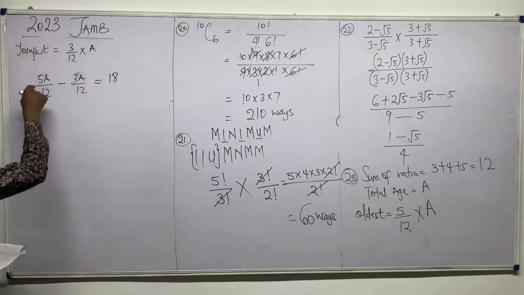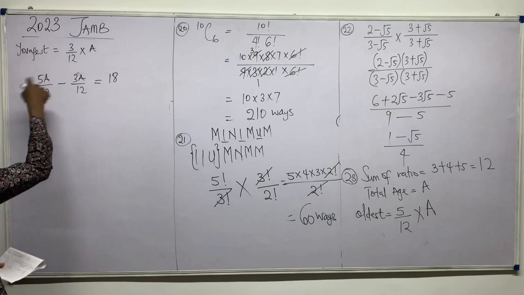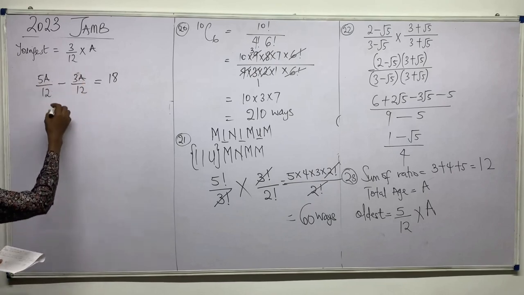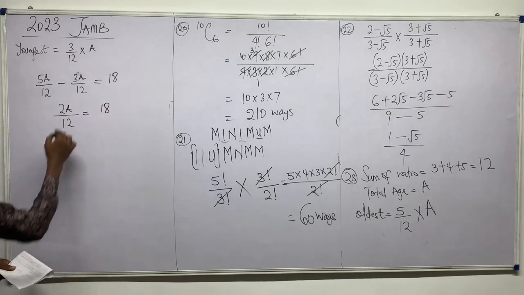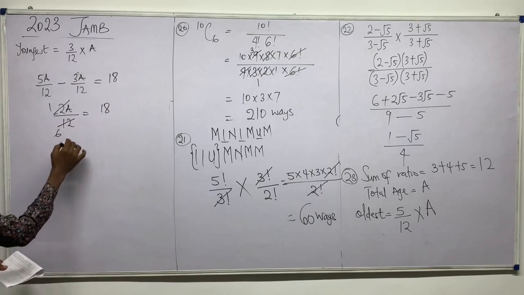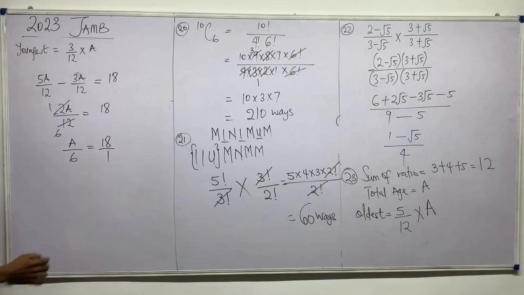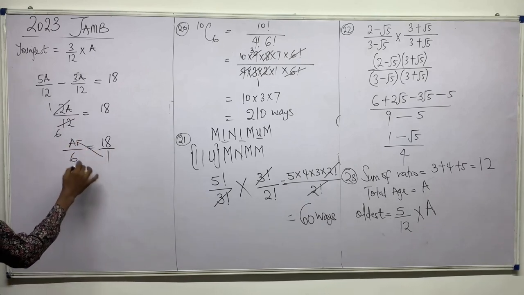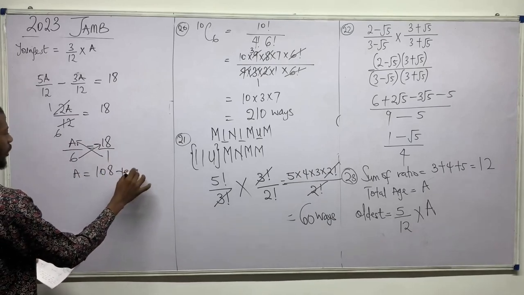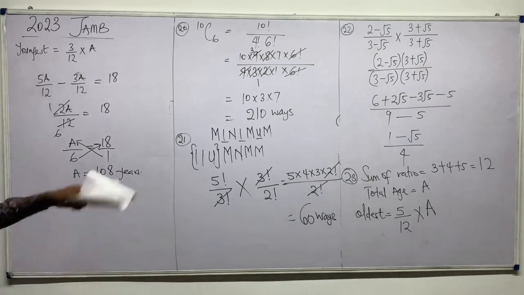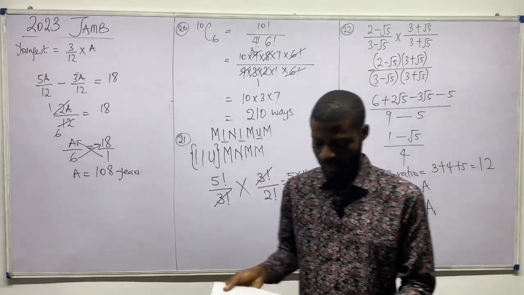Now look at this. This is 5A minus 3A. The denominators are the same, so I can easily subtract the numerators. 5A minus 3A is 2A, divided by 12, equal to 18. Now 2 into 2 is 1, 2 into 12 gives me 6, right? So you have A/6 equal to 18. Remember, this can be written as over 1. So 1 times A gives me A. Then 6 times 18 gives me 108, if I am not mistaken. So this is 108 years. This will become their total age.